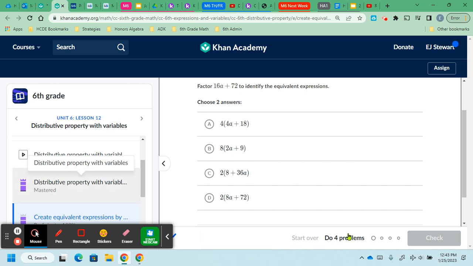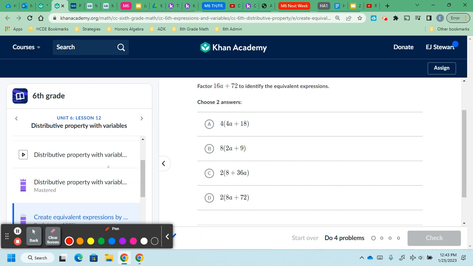Hey guys, so several people have asked questions about how to create equivalent expressions by factoring. We won't talk about factoring until next week, but there's another way to do this where you don't have to factor. We did factoring at the beginning of the year, when we were looking for a GCF. But anyway, what I can do is this.